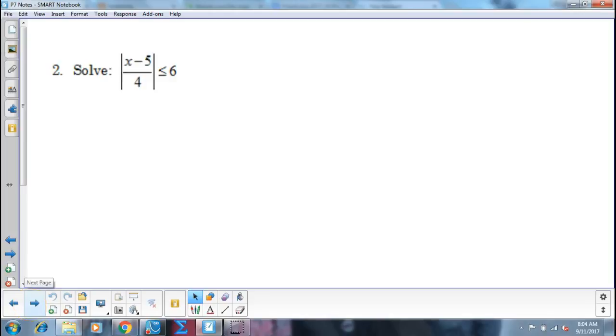Now we're ready. All right, so which way do you want to solve this one? Do you want to solve it algebraically or do you want to solve it graphically? Graphically? Okay, let's solve this one graphically then. So, how are we going to solve this one graphically? There's two possible ways that we could solve it graphically.